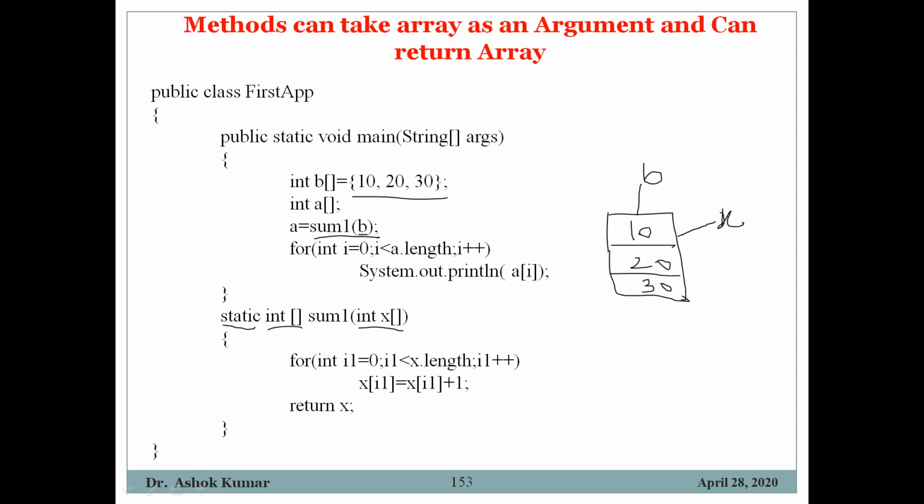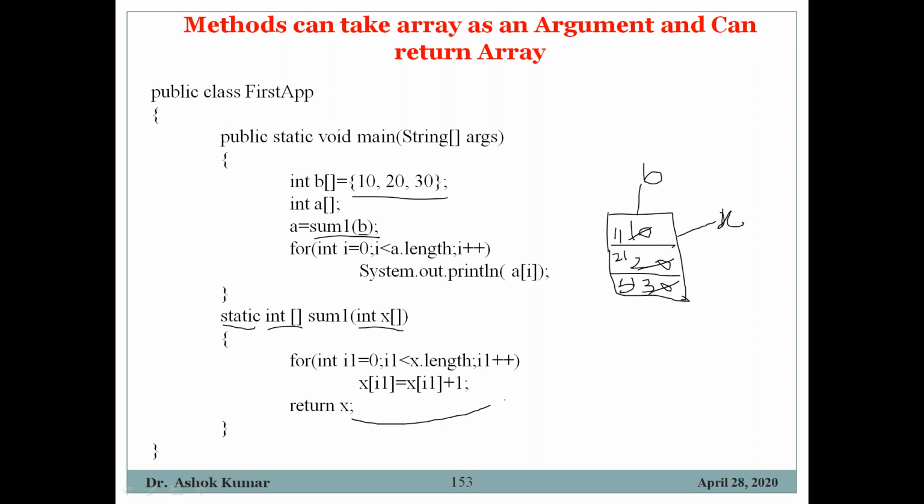Then the body of the loop will execute. When the body of the loop executes, it will increment every element of the array X by 1. So the first element changes from 10 to 11, the second changes to 21, and the third changes to 31. Right? So every element is being incremented through this loop. Then it will return X.